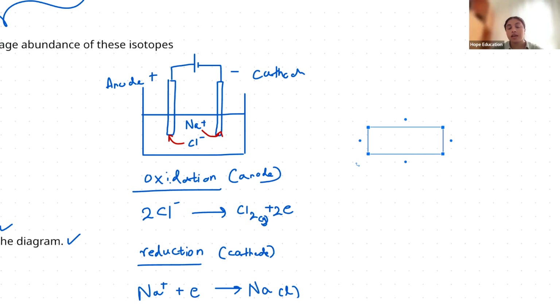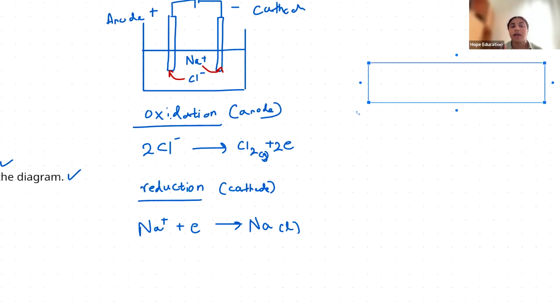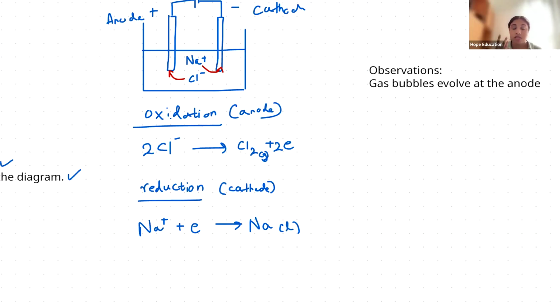Therefore, we can say gas bubbles evolve at the anode or near the anode. Then pure sodium is produced at the cathode. However, we cannot see that. Observations are only what can be detected by the sensory organs. So the only observation you can take here is that gas bubbles evolve at the anode.